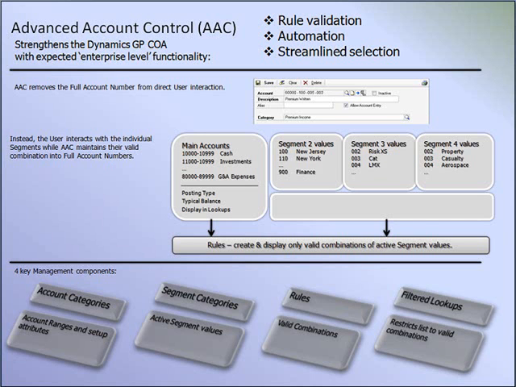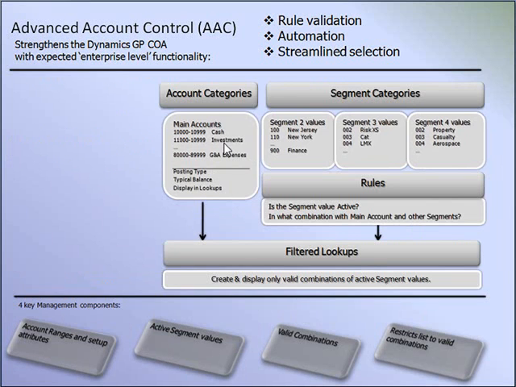Let's look at how these management components interact with the Dynamics GP account structure. Account categories work with the main accounts. They provide account ranges, default setup attributes, posting, setup, typical balance, display, and lookups. Segment categories determine which segment values are active, while the rules determine how those active segment values can be used in combination and in combination with the main accounts. And filtered lookups ensure that users are able to create and display only valid combinations of active segment values and main accounts. Let's take a look at AAC.